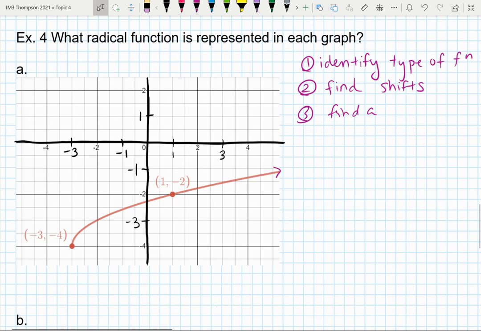So the method we're going to use here is we're going to identify the type of function, find the shifts, and then find A. The last part takes some algebra. The rest of it's not very labor intensive. So identify the type of function. Step 1. Does it look like a square root or does it look like a cube root? Well, square root functions don't continue across the whole domain, have a starting point, and then they continue either to the right or the left. So this is going to be a square root function.